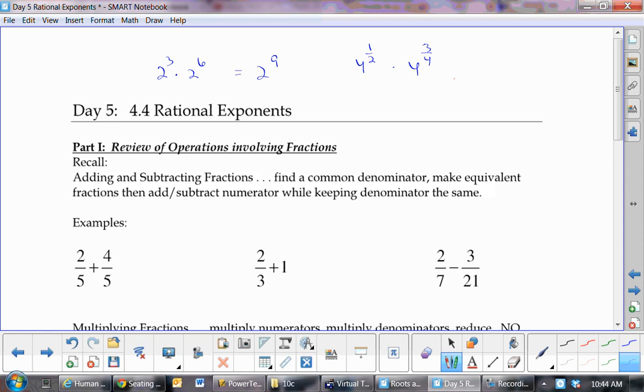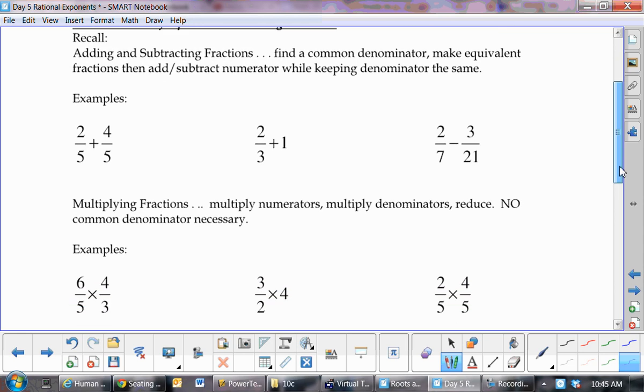So, if I have 1/2 plus 3/4, now I need to find a common denominator. So that would be like doing 4 to the 2/4 times 4 to the 3/4, which would equal 4 to the 5/4. Okay? So that's why we are going to be looking at this skill of adding fractions, because when we are dealing with fractional or rational exponents, we're going to be adding them.